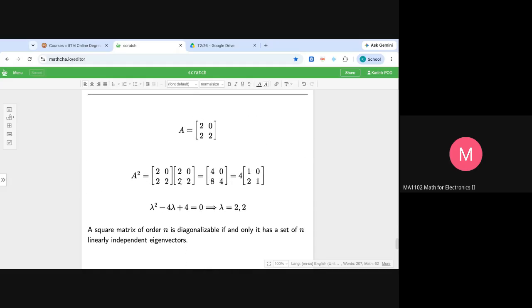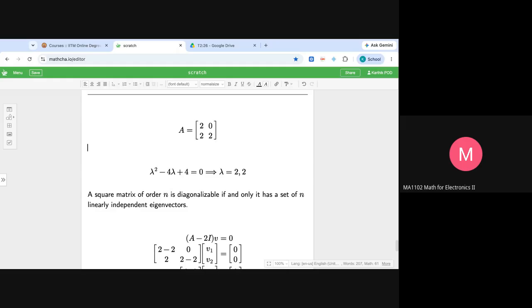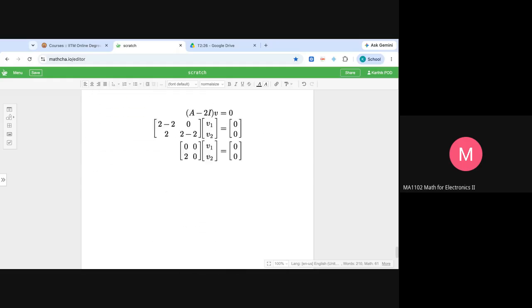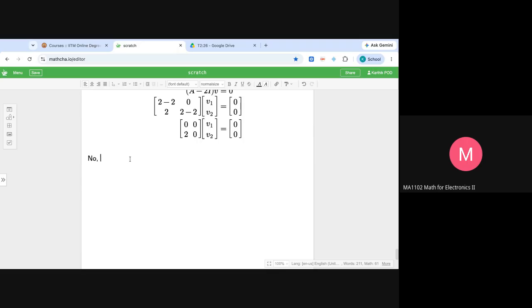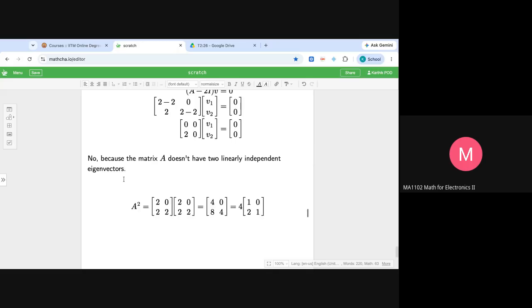So we have to rely on pure matrix algebra alone, or the conventional methods, the way we were going. But it's a useful thing to do. So can we diagonalize? The answer is no, because the matrix A doesn't have two linearly independent eigenvectors. So then we fall back to that.